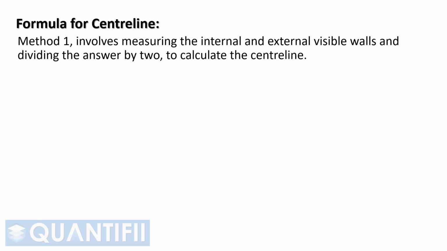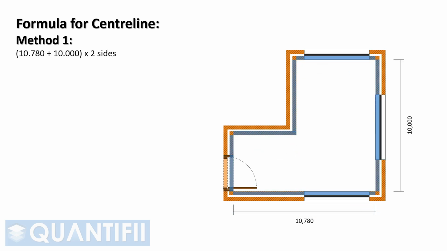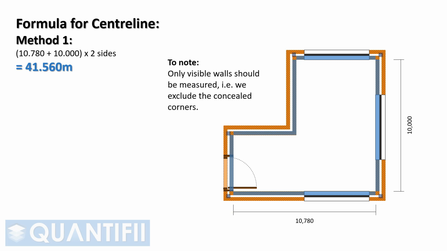Method 1 involves measuring the internal and external visible walls and dividing the answer by 2 to calculate the centerline. The internal wall's horizontal length is 10.78 meters and the vertical length 10 meters for a total of 20.78 meters. Multiplied by 2 sides for a total length of 41.56 meters. To note, only visible walls should be measured. That is, we exclude the concealed corners.